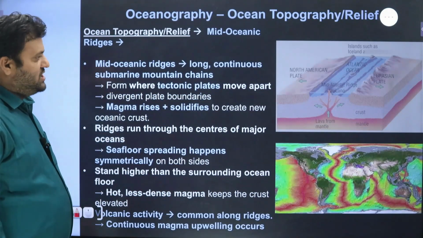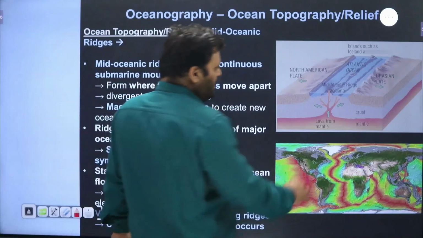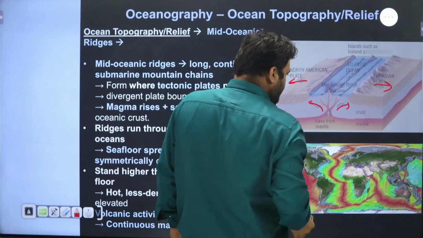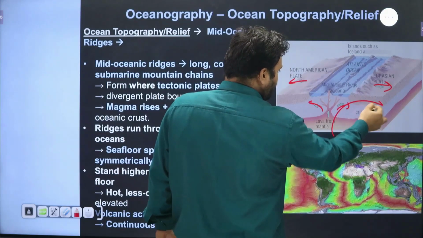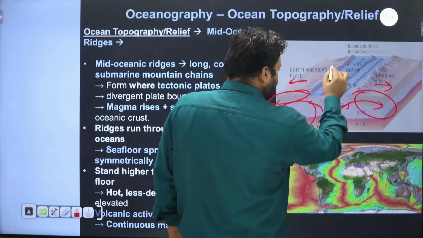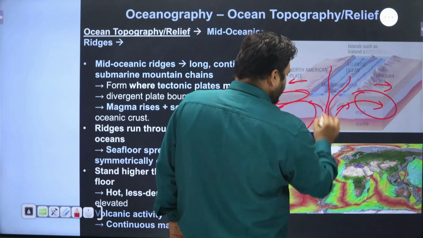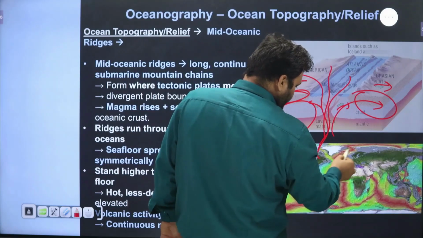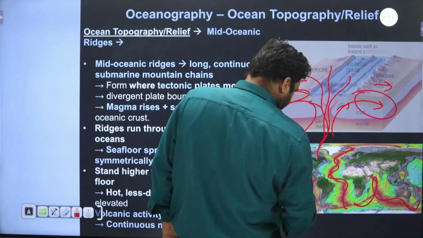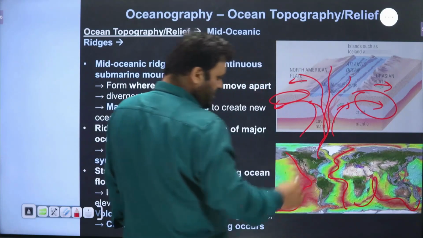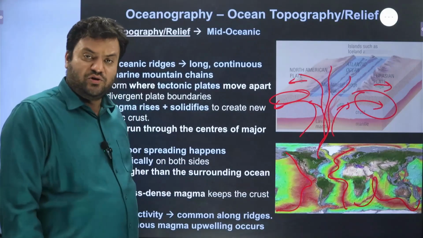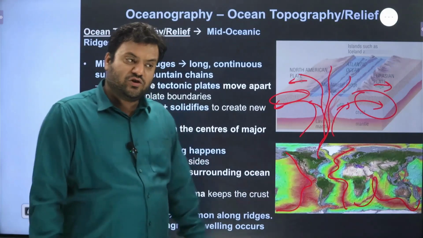Mid oceanic ridges, here you can see, and I hope you have clarity on these aspects, we have covered in plate tectonics. Because of divergent plate boundary movements, the oceanic plates are moving away from each other, and this cavity is being filled by the lava coming out. This is how globally you have a series of mid oceanic ridges. In the Indian Ocean they are there, in the Atlantic Ocean they are there, even in the Pacific Ocean they are there.